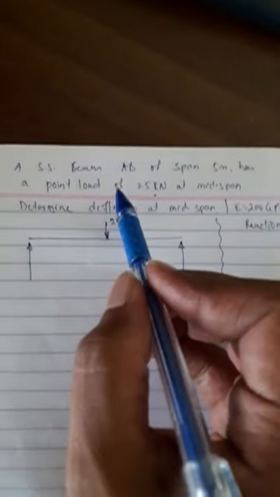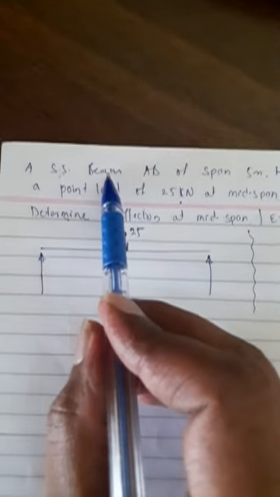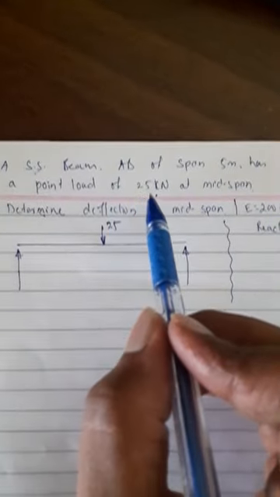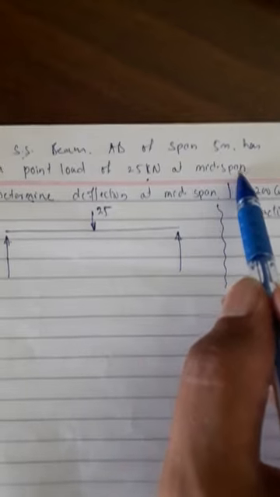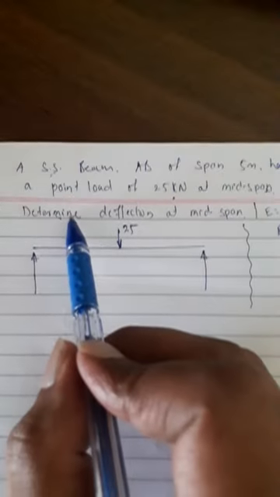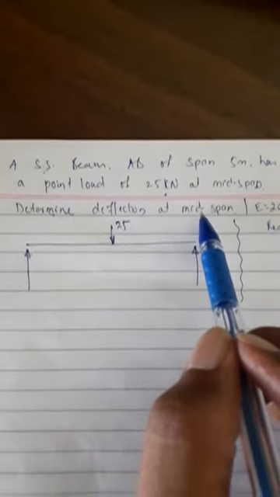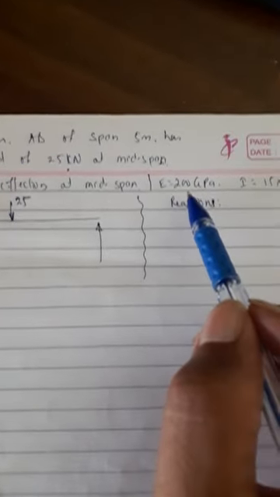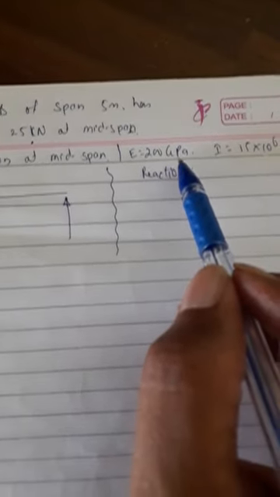Hello friends, today we'll start with numerical problems on unit load method or virtual load method. A simply supported beam AB of span 5 meters has a point load of 25 kilonewtons at midspan, means at the center. Determine deflection at midspan. E is given as 200 GPa, gigapascals. I is 15 into 10 raised to 6 mm raised to 4.